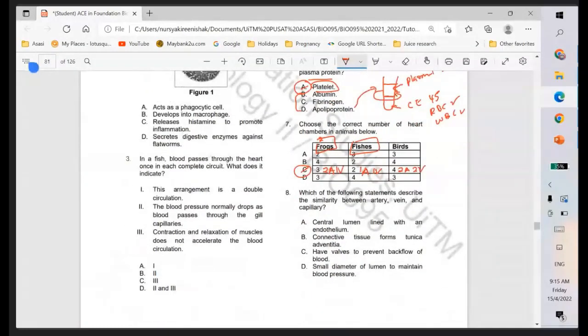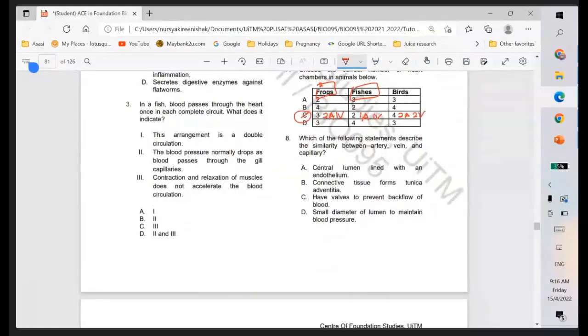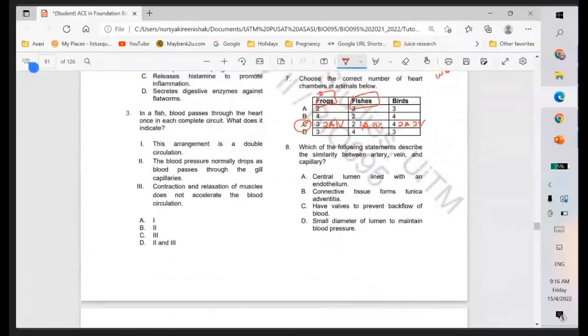Okay, so birds is double circulation lah kan. So bird first pumping of the heart is to the pulmonary circuit, the lung, and then return back to the heart, and then the heart will pump the blood into the systemic circuit. Okay, so thank you, Razin.